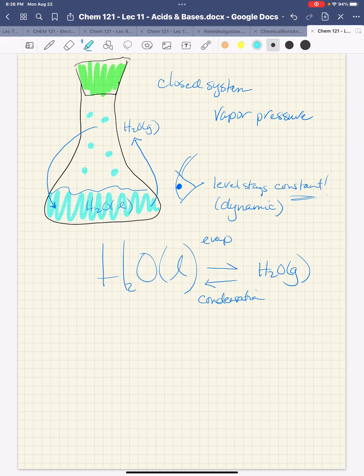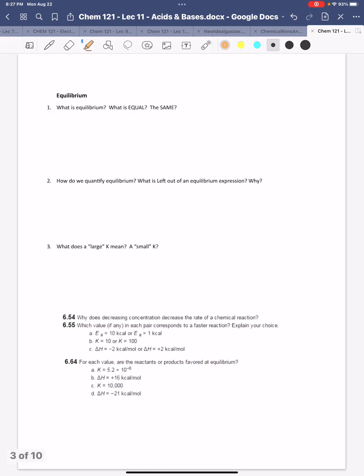So the key point about an equilibrium is that the forward reaction and the reverse reaction are equal, okay? But the amount of product and the amount of reactant don't necessarily have to be the same. Let's say that again. They don't have to be equal, but they have to remain constant. And that's the big key, okay? So this is a physical equilibrium.